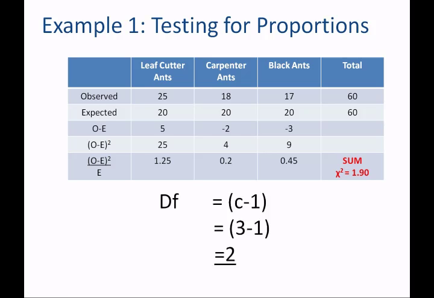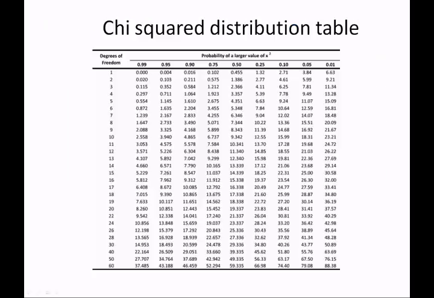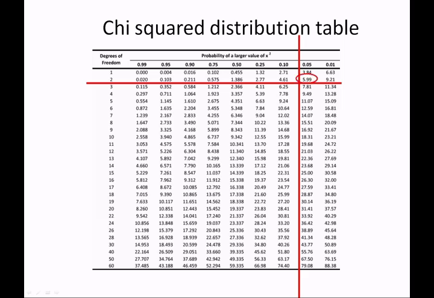Degrees of freedom: we have 3 columns and only 1 row, so we ignore that. There are 3 columns, columns minus 1, 3 minus 1 gives us 2 degrees of freedom. Here's a chi-square distribution table. You can find them on the web or in statistics books. We have 2 degrees of freedom, and we're interested in a significance value of at least 0.05. If we look that up, you can see that the critical value of chi-squared is 5.99.